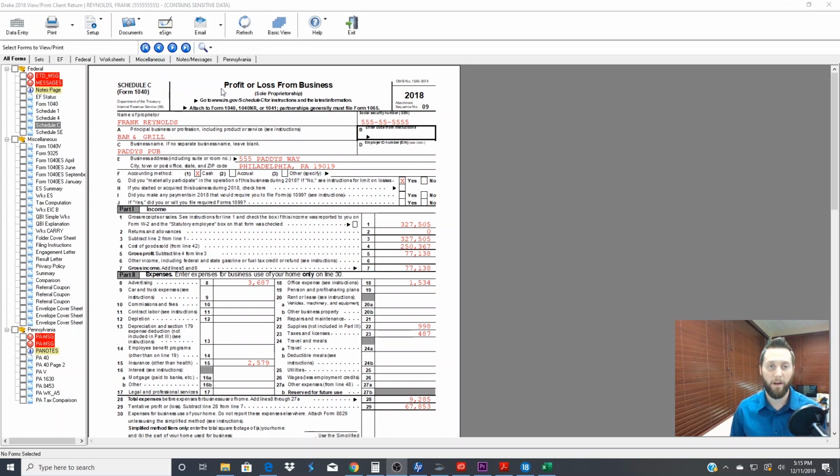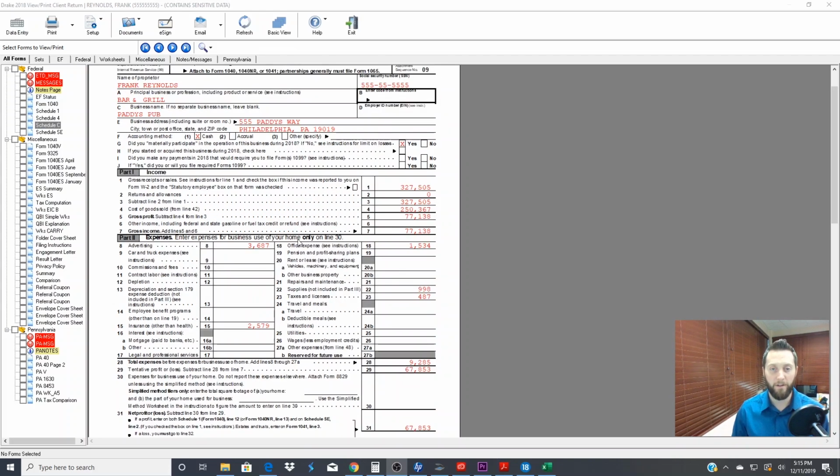So you can see here profit or loss from business activities. You have the name of the proprietor, the type of business that you are performing, your name, your address, the accounting method, and then most importantly you have here your actual reporting of your sales and expense figures. So you can see here we have gross sales 327,000, cost of goods sold of 250, which brings us to our gross profit.